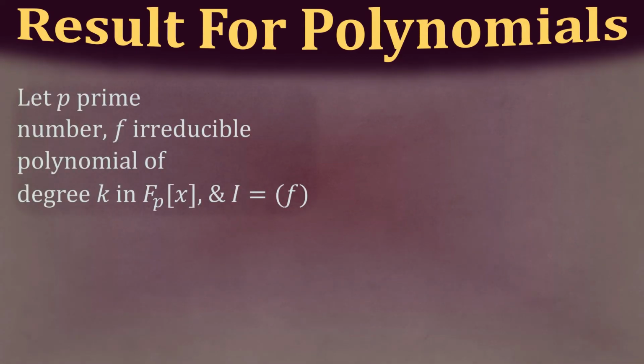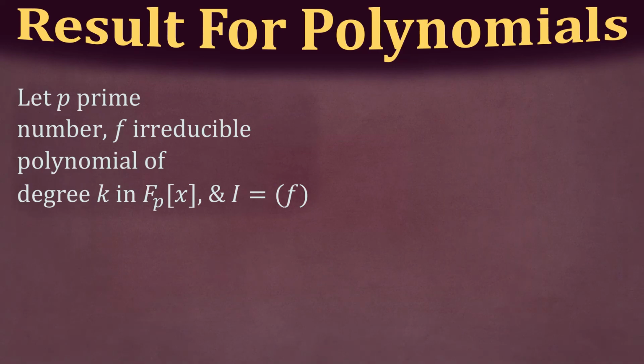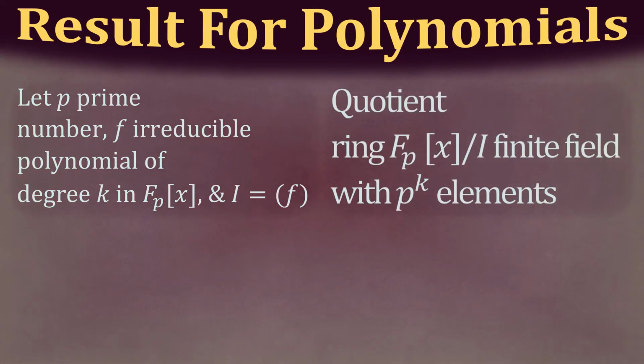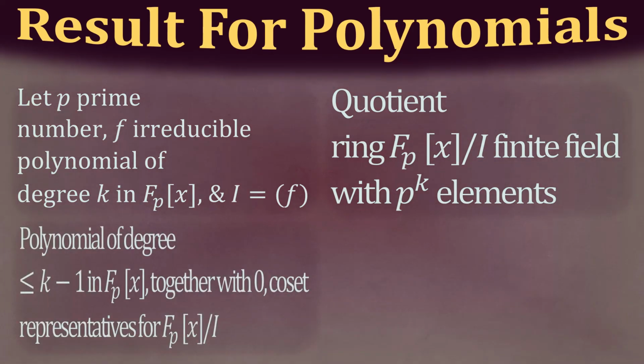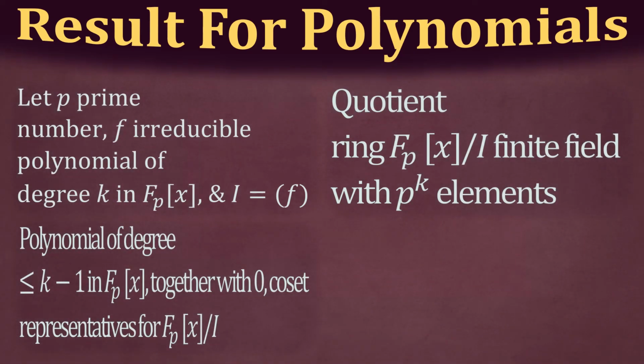Let P be a prime and let F be an irreducible polynomial of degree k in F sub P adjoin X, and let I be the ideal generated by F. Then the quotient ring F sub P adjoin X over I is a finite field with P to the k elements, and the polynomials of degree less than or equal to k minus 1 in F sub P adjoin X together with 0 form a set of coset representatives for F sub P adjoin X over I.